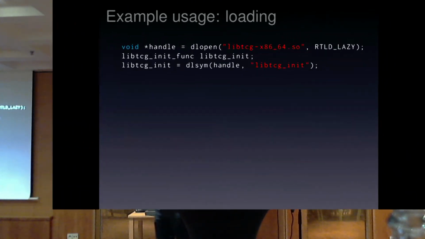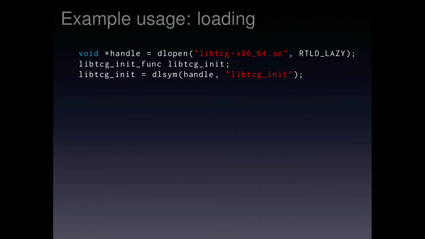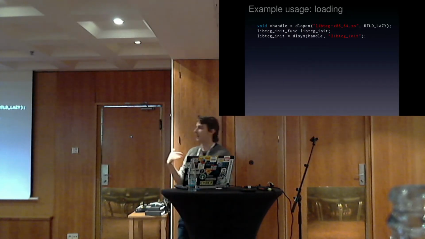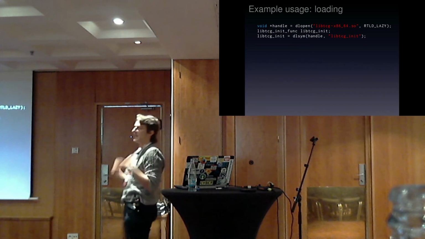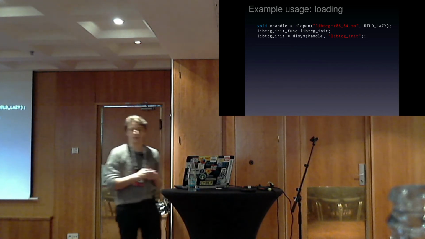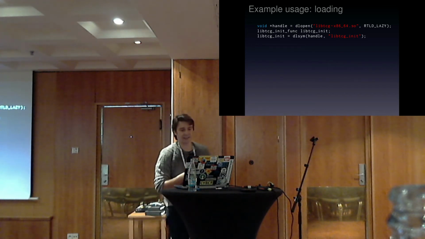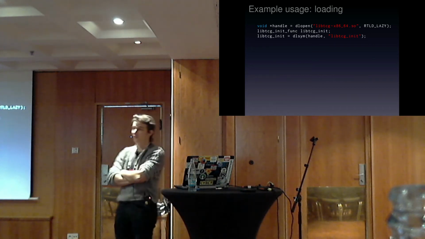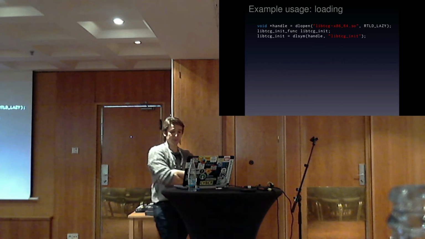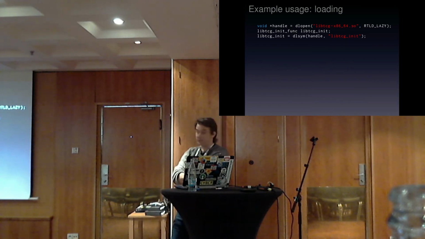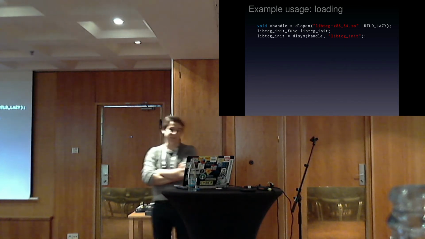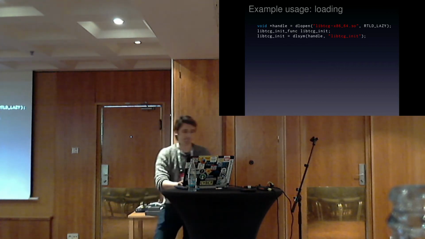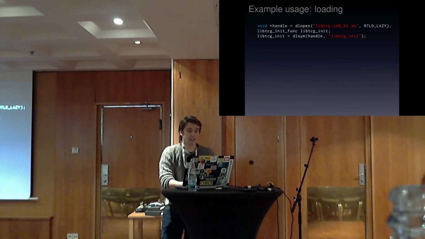So let's see an example. This is your external program, okay, your external C program. First of all, you perform a dlopen. So you dynamically load our dynamic library. In this case, we're loading the x86-64 flavor of libtcg. We use dlsym to obtain a pointer to the libtcg_init function, which is the only one that the library exports, as I said before. And then we invoke it.